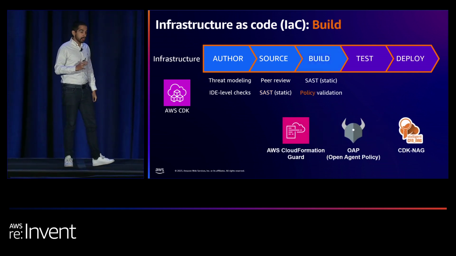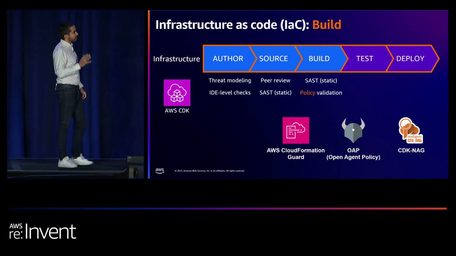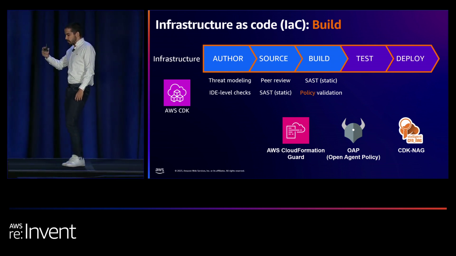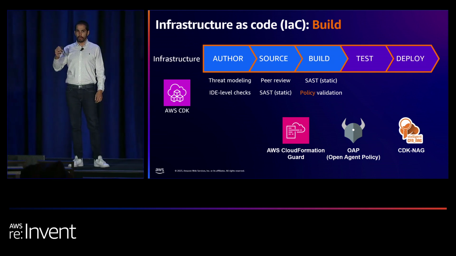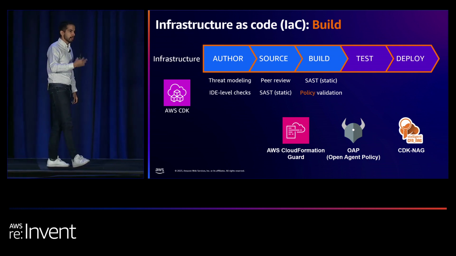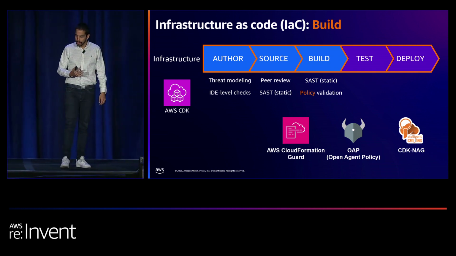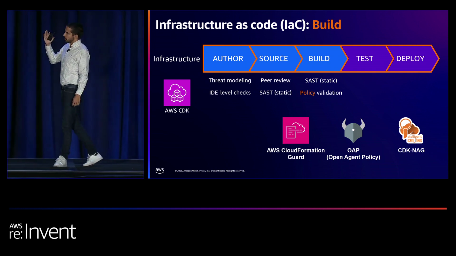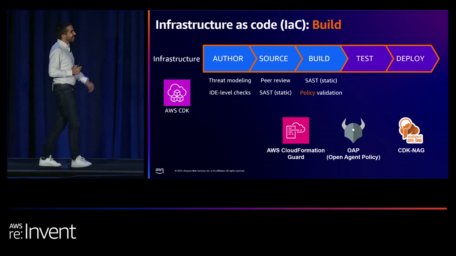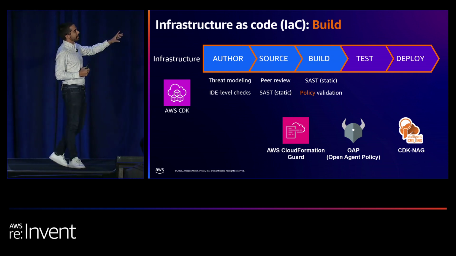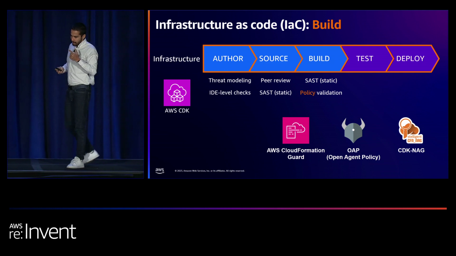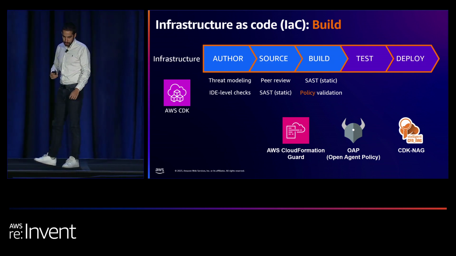But where it gets interesting for infrastructure is in the build stage. This is where you can extend your security checks to include the infrastructure configuration that's being modeled in your CDK application. And you do this with tools that are called policy validation tools. You can see three on the screen: CloudFormation Guard, Open Policy Agent, and cdk-nag. I'm going to run you through one of those as an example.